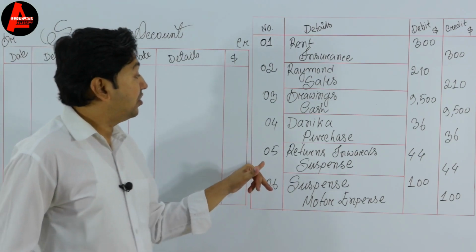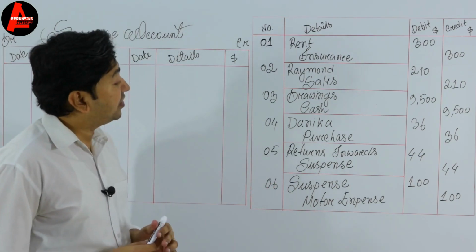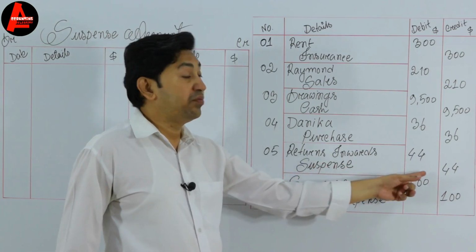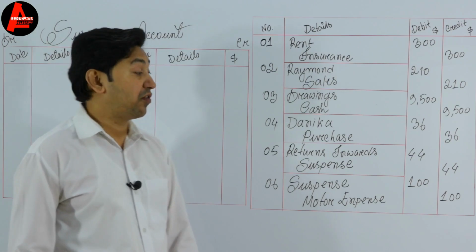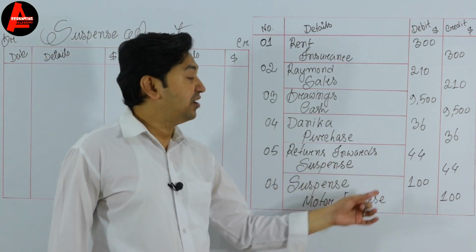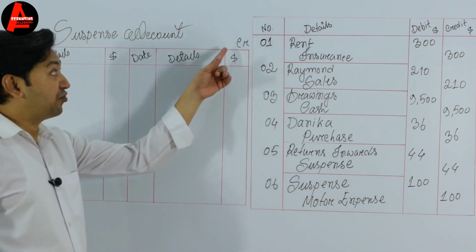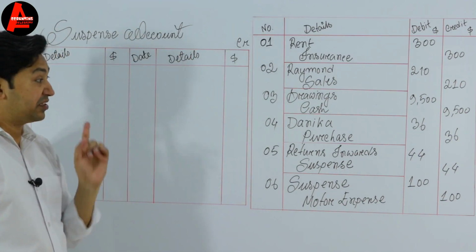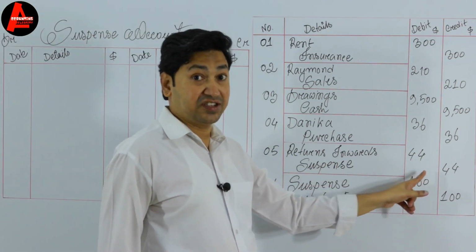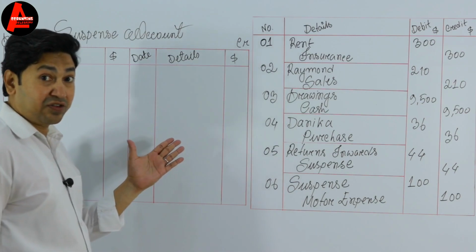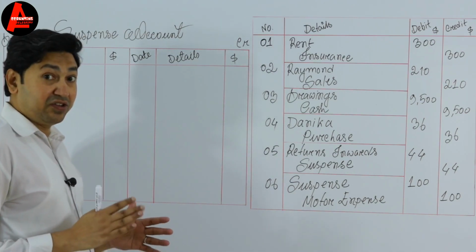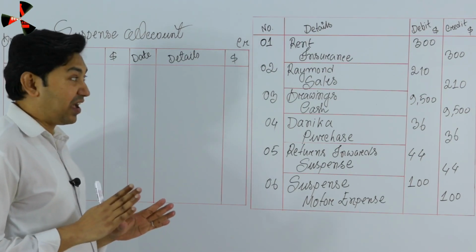Let us come to number 5. Here returns inwards account to be debited and suspense account to be credited $44. So here we say the suspense account is credited. So we will come on the credit side, not the debit side, because once again the suspense account is credited here. So we will write on the credit side. Many students make mistakes here, and don't know where to include this account.